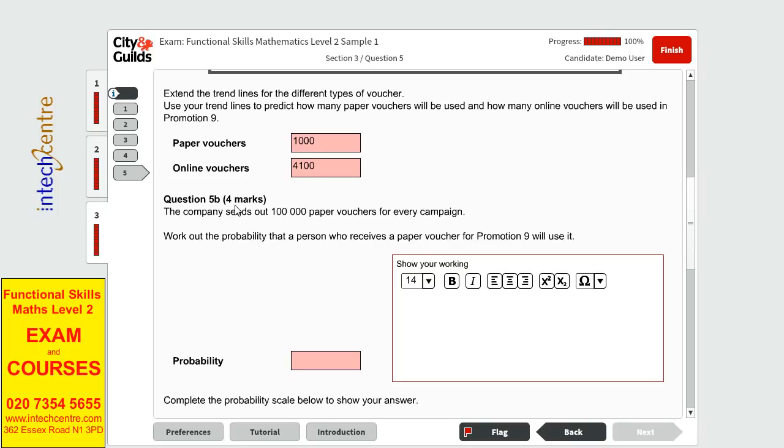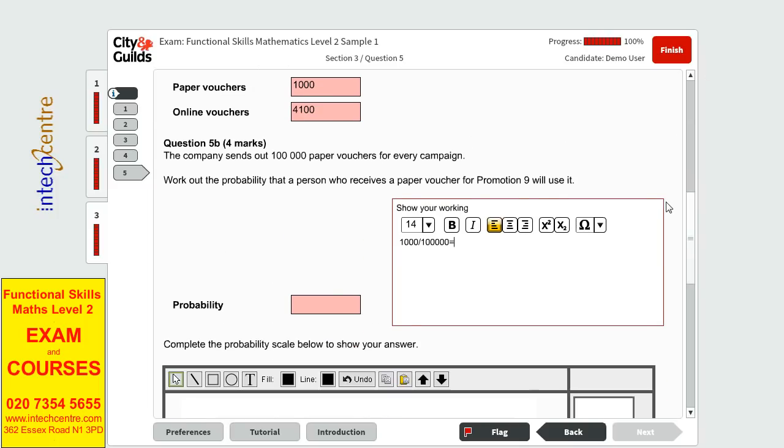perfect. Now question 5b, 4 marks. The company sends out 100,000 paper vouchers for every campaign. Now that's a lot. Work out the probability that a person who receives a paper voucher for promotion 9 will use it. Based on the fact that about 1,000 people have used the paper vouchers, we have to figure out what they represent out of 100,000. So we will do 1,000 divided by 100,000. Let's see what we'll get.